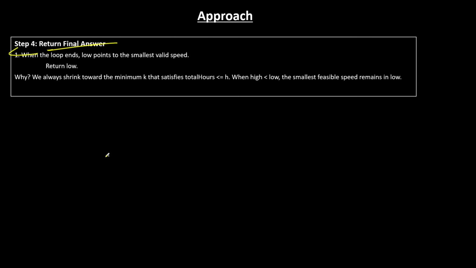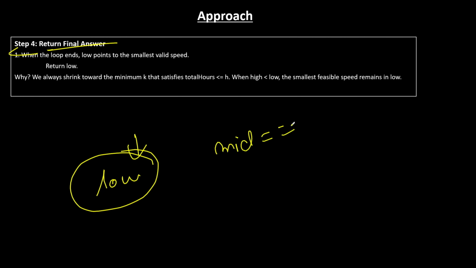After completing the binary search, what do we do? We just return low, because at the end, low will be pointing to that particular value, which is our k. Okay, we always strive towards the minimum k that satisfies total hours less than or equal to h. When high is less than low, the smallest feasible speed remains in low. Okay, so I hope you understood the approach explanation. Let's move to the next slide.